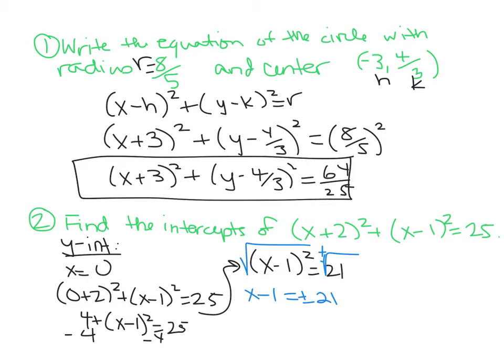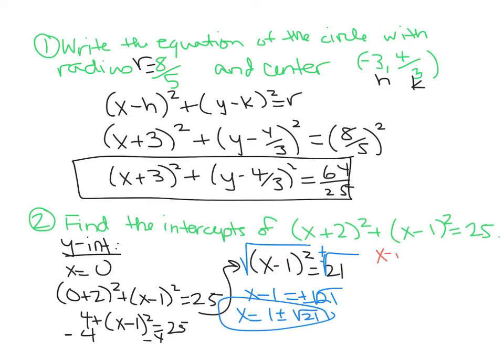We are not quite done with this one. We end up getting x equals 1 plus or minus the square root of 21. I forgot that radical the first time. The square root of 21. If you want to write it as a point, you can. It would be (1 + square root of 21, 0) and (1 - square root of 21, 0). You don't have to do that. It really does take up a lot of space to do that.